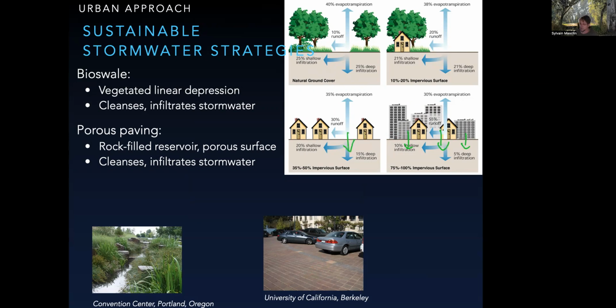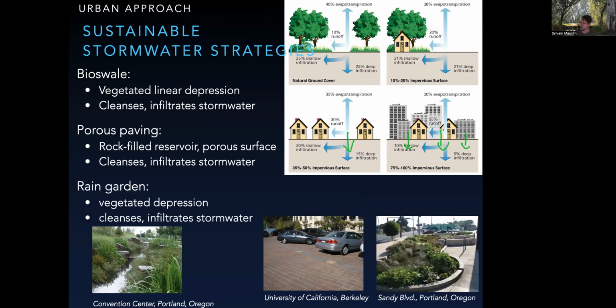And then we also see more and more rain gardens, usually along streets and walkways. They usually have a small depression and allow the water to infiltrate the rain garden, where it is also filtered and absorbed by the vegetation, and the water goes through the soil. So these are ways that are happening more and more in cities to allow water to infiltrate, avoiding runoff, which is another issue.